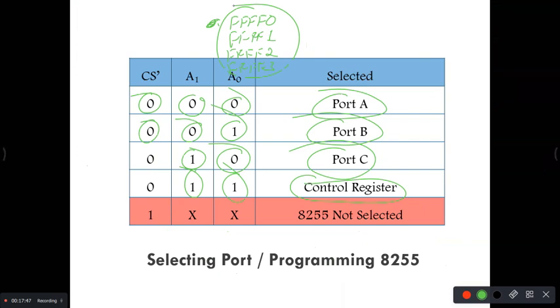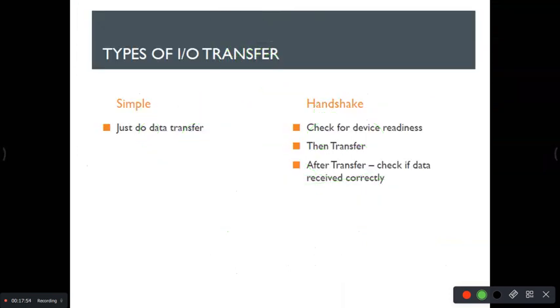Now this is about your programming part. There are 2 types of transfers: simple transfer and handshake transfer. What is the difference between simple and handshake? How can you guess the answer? Suppose there's a data exchange, right? What is the simple transfer?